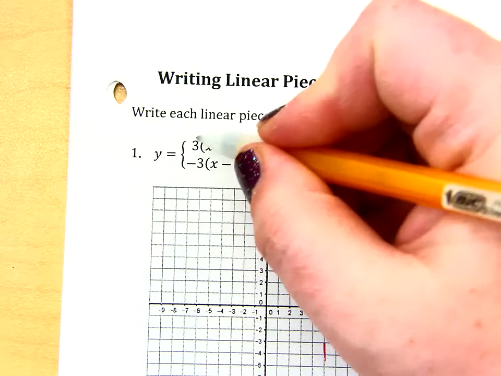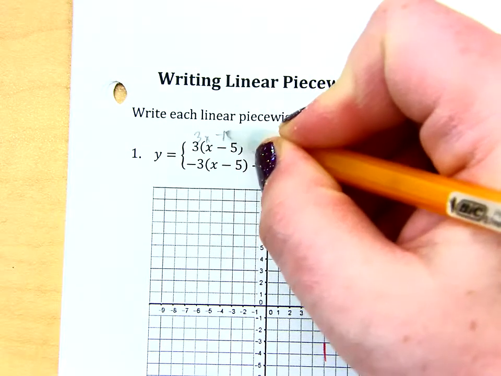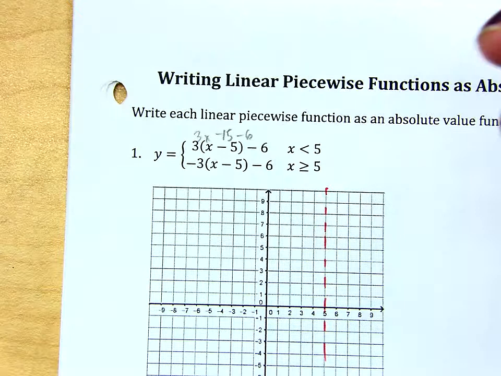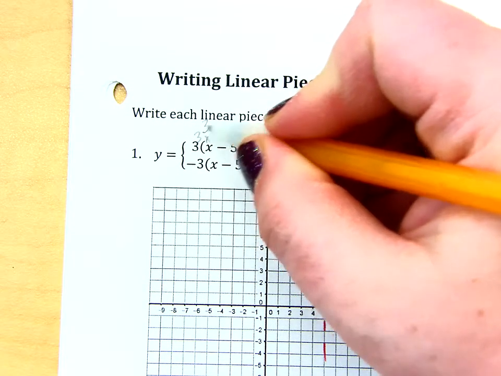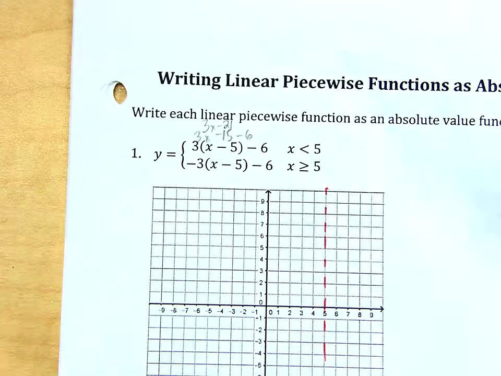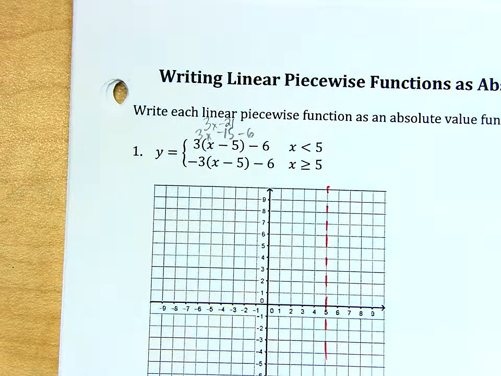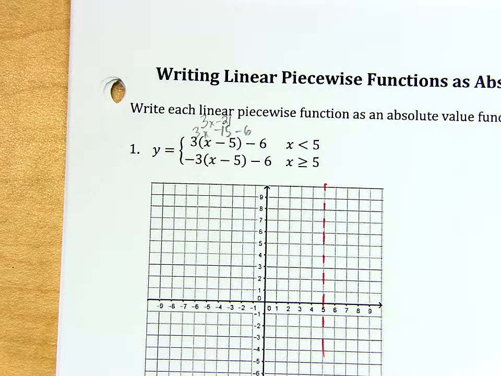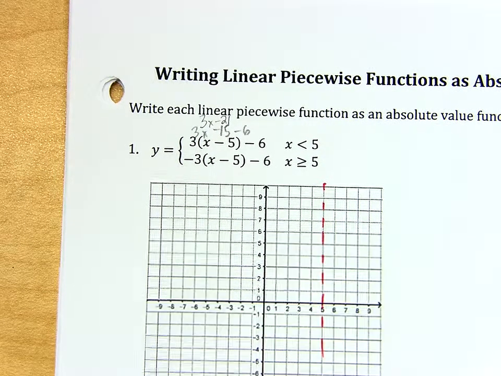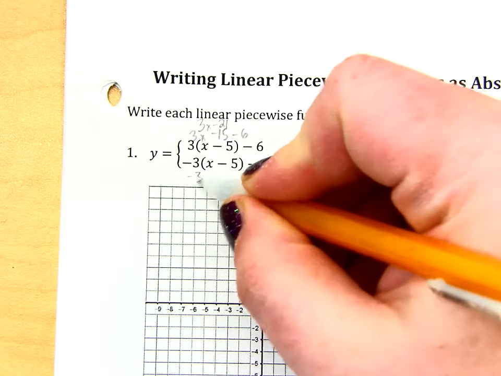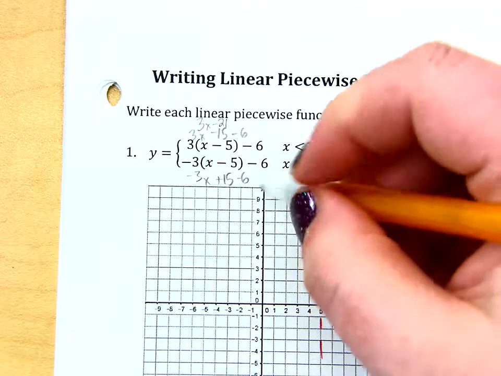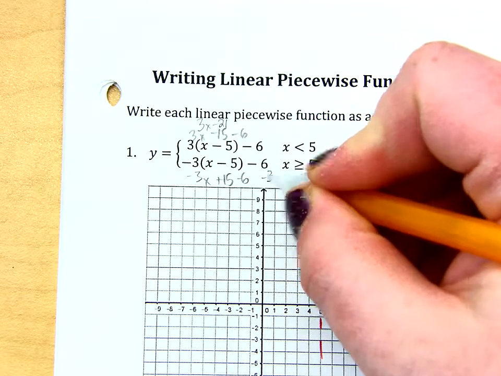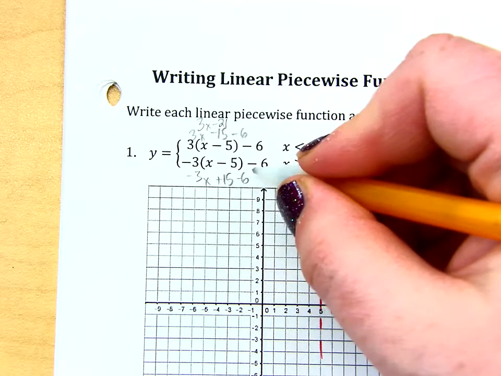So that would be 3x minus 15 minus 6. Oh dear, so I'm really at 3x minus 21. Uh-oh. And 21 is going to be way off my graph. We're going to have to put some thought into that. Let's try the bottom one, see if it's any better. Negative 3x plus 15 minus 6. Okay, that one I can do. Negative 3x, and that's a plus 9.